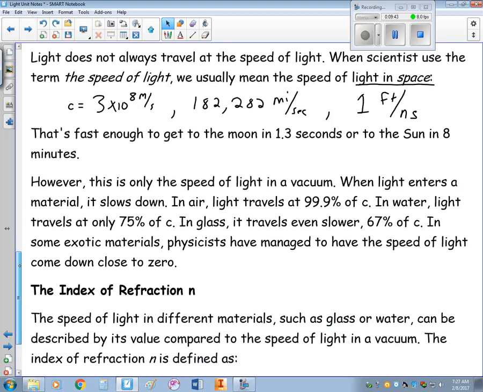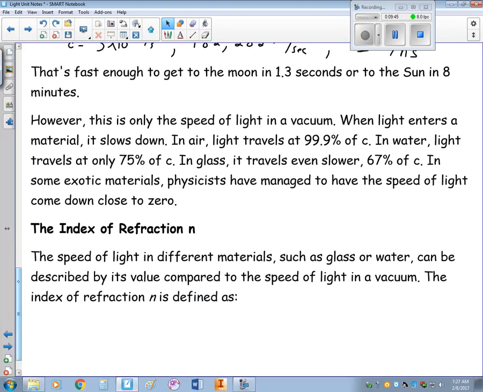But this is only the speed of light in a vacuum. When light enters material, it slows down. So in air, light travels at about 99.9% of its speed in outer space. In water, light travels at about 75%. In glass, light travels at about 60% or 67%. And there are some exotic materials where physicists have managed to have the speed of light come down close to zero.